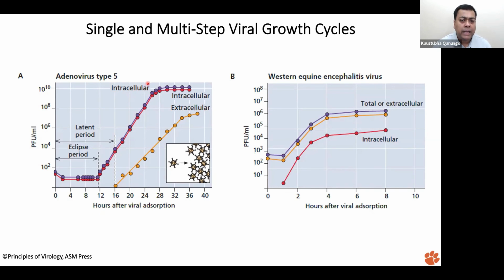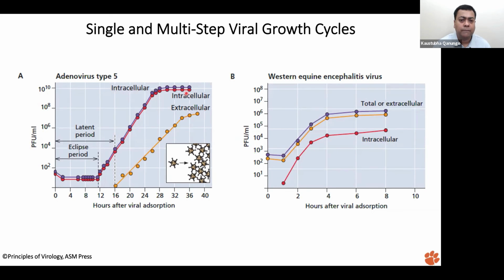So here, there is a little bit of a problem with this. This intracellular label is incorrect. Here, this is the extracellular virus. The red is the intracellular virus, and the purple should be the total, intracellular plus extracellular. So this is a problem with the book itself, which should be the total amount, but it really doesn't matter.